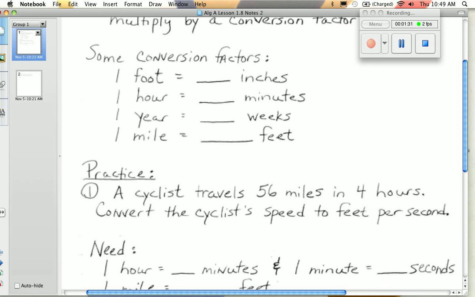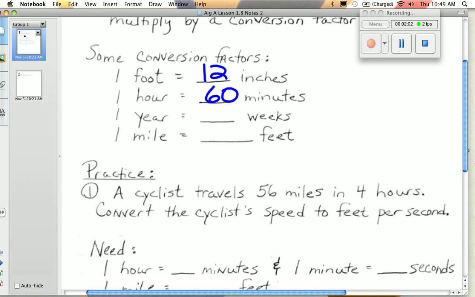So one of the conversion factors, our first one: 1 foot equals 12 inches. Or in other words, we could say there's 12 inches in every foot. It doesn't matter which direction we look at this from. Either way, 1 foot is the same as 12 inches. Well, 1 hour is the same as how many minutes? 60 minutes. There are 60 minutes in every hour.